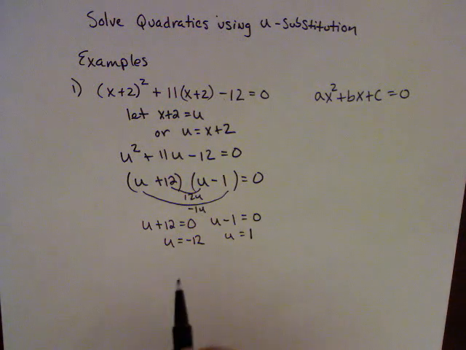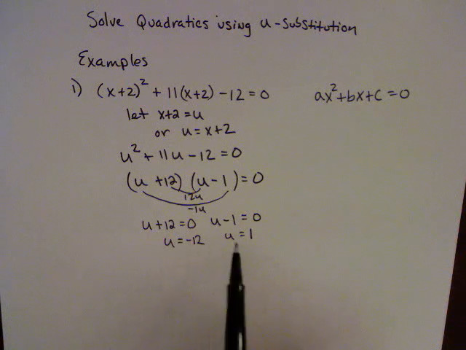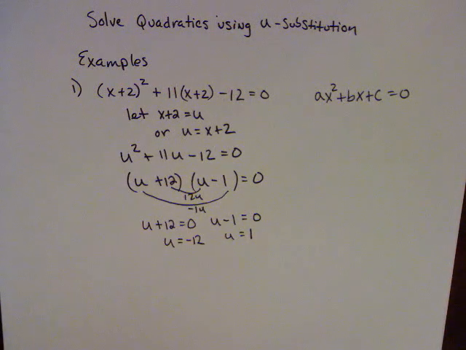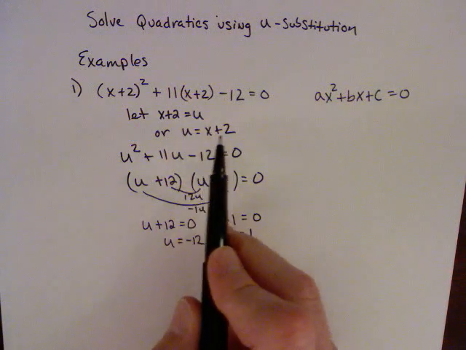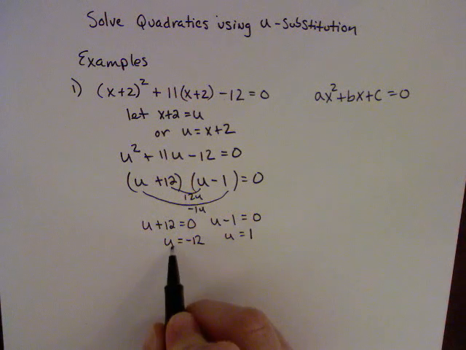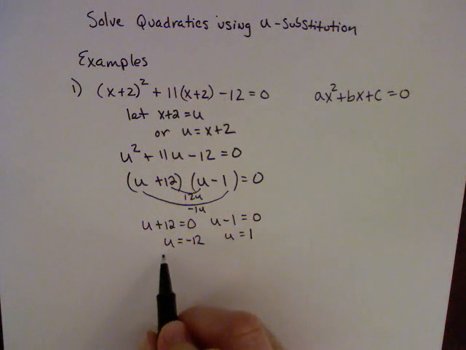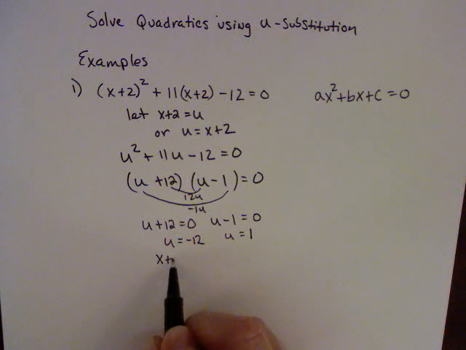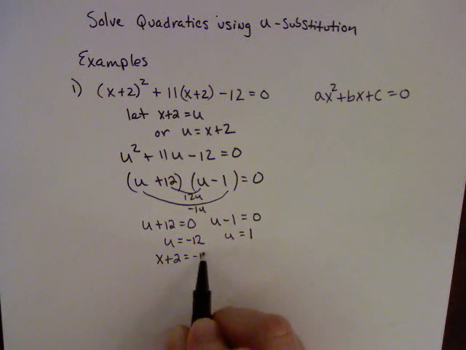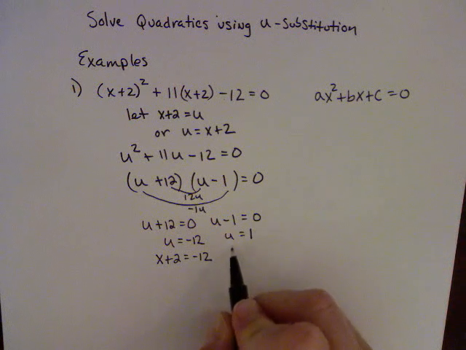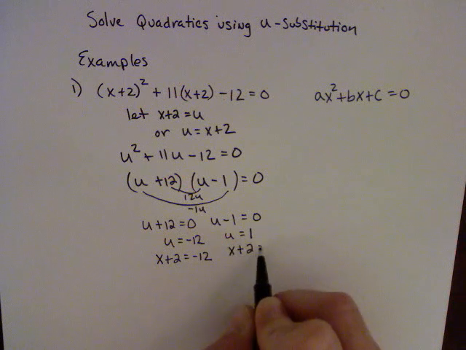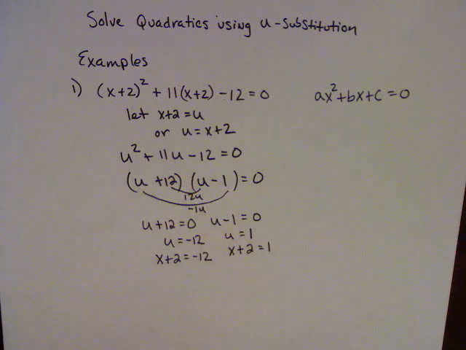We are not quite finished because we aren't solving for u. The original equation has x plus 2 in it. So we have to go back and substitute what we said u was. U was x plus 2. So in place of this u, I'm going to substitute back x plus 2 equals negative 12. And I could do this to this solution as well. X plus 2 is equal to 1.